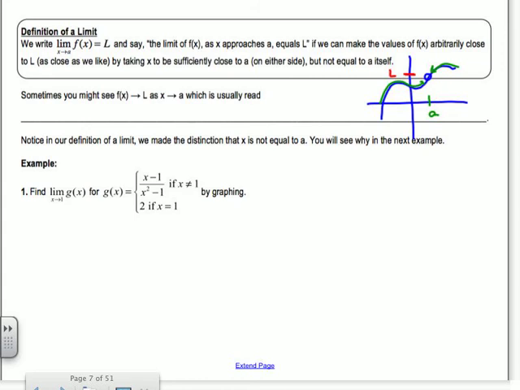Now it doesn't actually have to equal L. Notice how I have an open circle? The actual point could be somewhere else. I could have a filled in point above it. But the limit is approaching that.